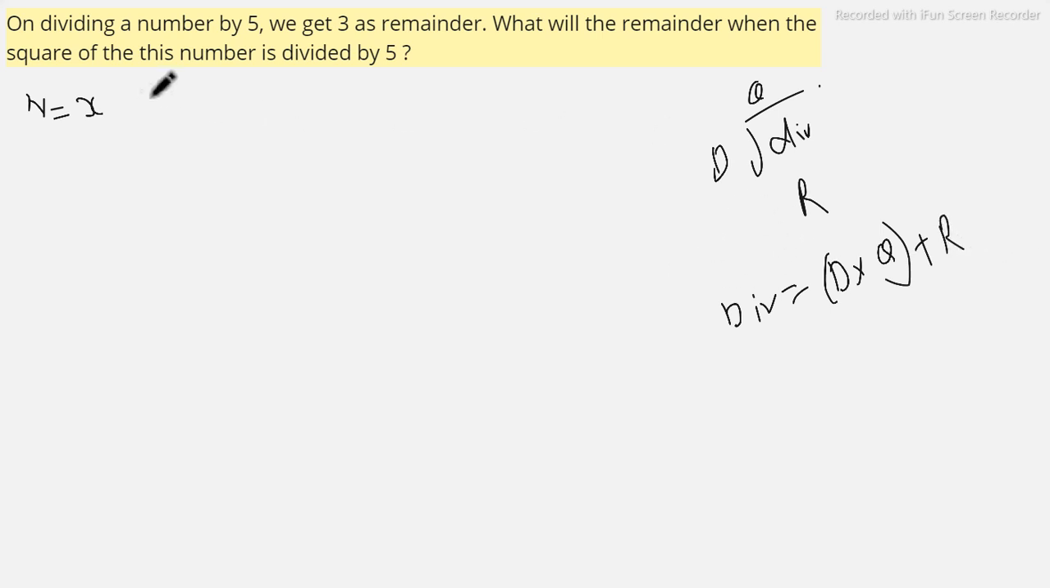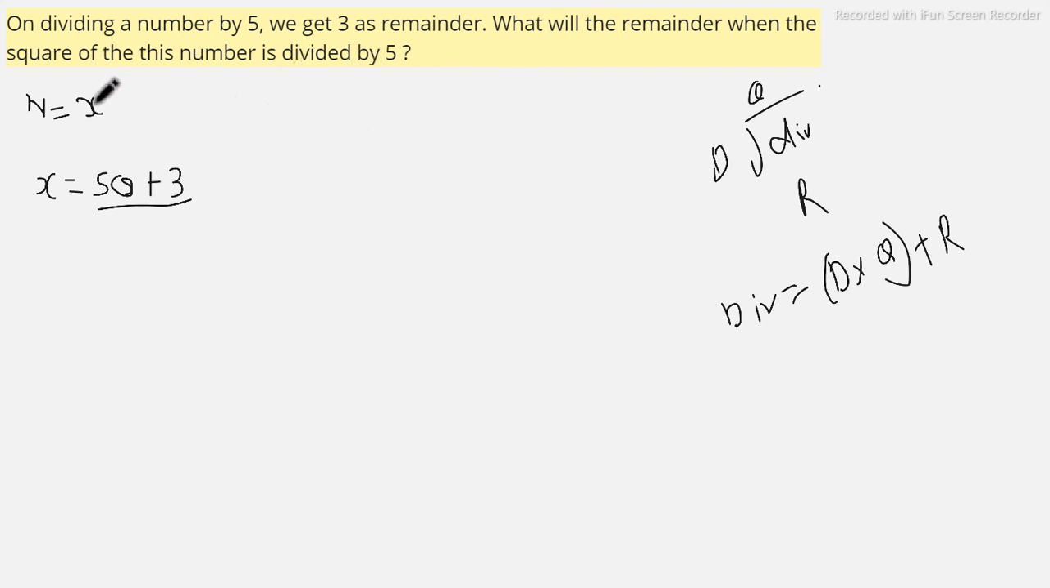Here dividend is, which one is being divided? x. So x is equal to divisor. Here the divisor is 5 into quotient. We don't know what the quotient is, so we'll take it as q, plus remainder is 3. This will be our equation. Now the next part is, what will be the remainder when the square of this number is divided by 5?